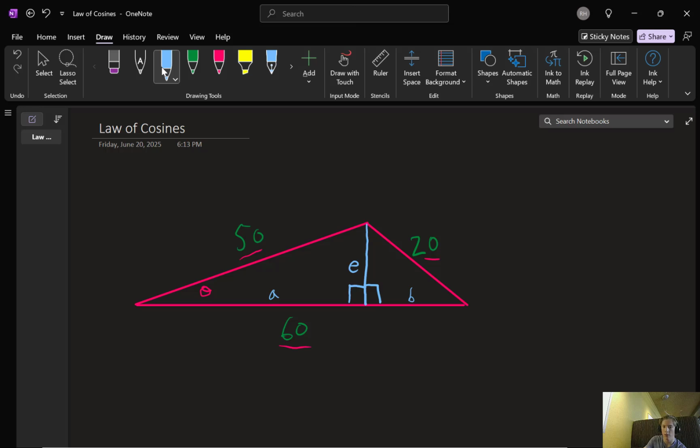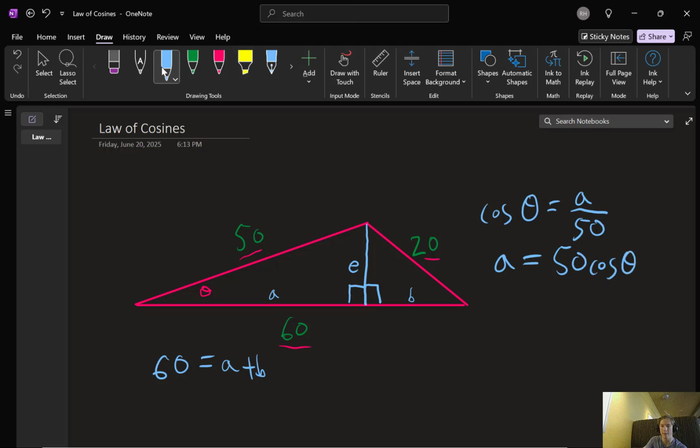So we know that 60 is equal to A plus B. So that's one thing we know. And then we can also say cosine of theta is equal to A over 50, because cosine is just adjacent over hypotenuse. Then we can solve for A by multiplying each side by 50. So we get A equals 50 times cosine of theta.